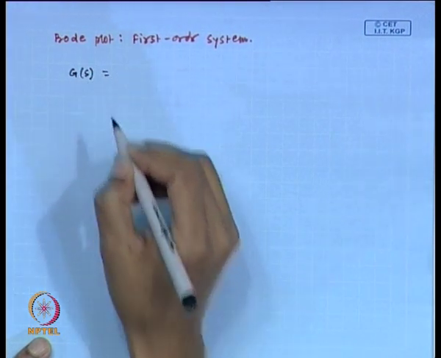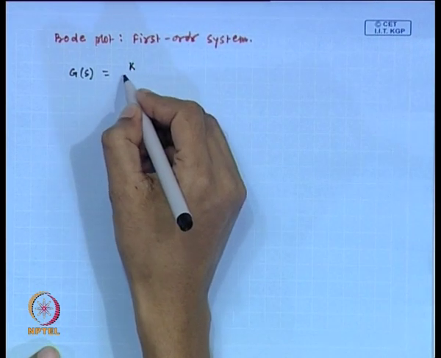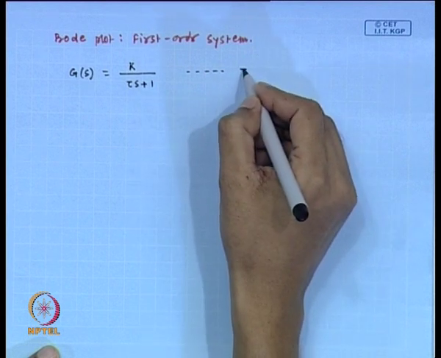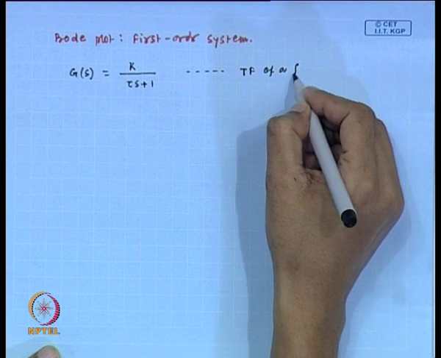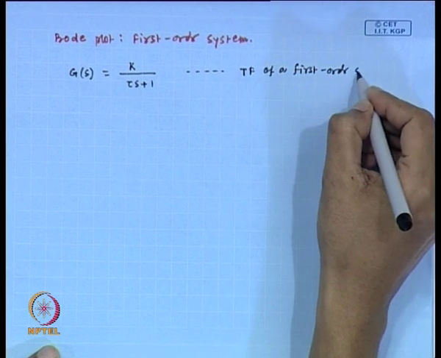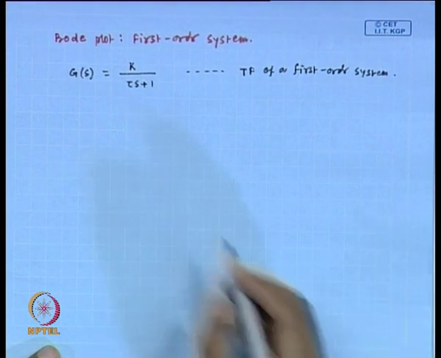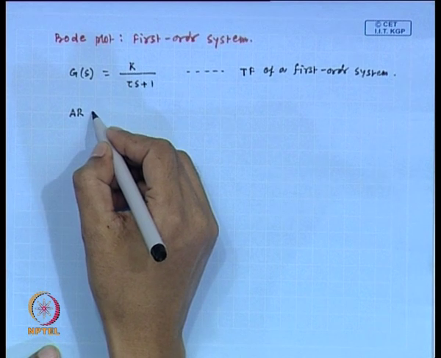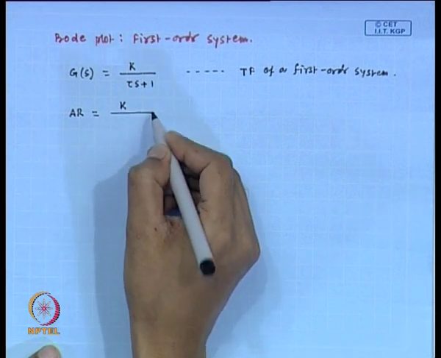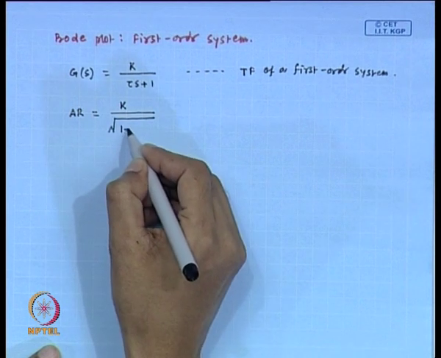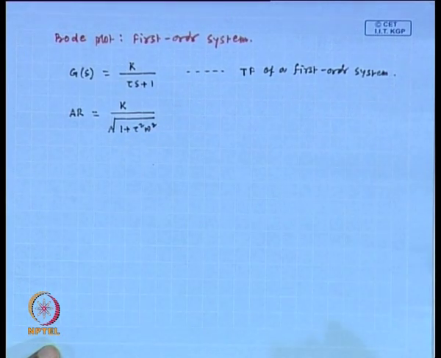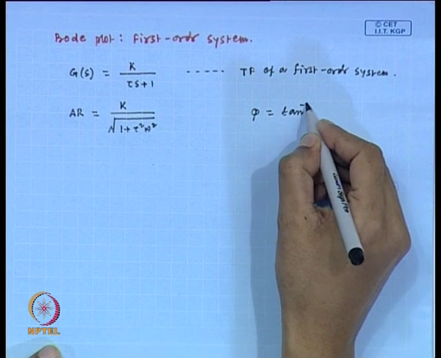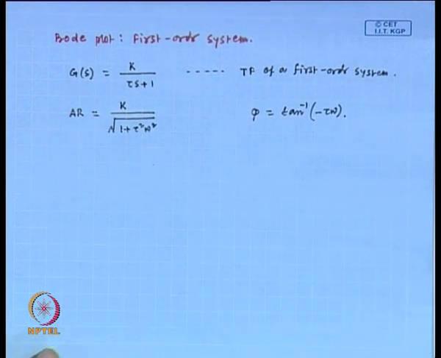So, the transfer function of a first order system is written as k divided by tau s plus 1. This is the transfer function of a first order system. Now, we obtained the expressions for amplitude ratio and phi in the previous class as amplitude ratio equals k divided by root over of 1 plus tau square omega square, and we obtained the expression for phase angle as phi equals tan inverse minus tau omega.